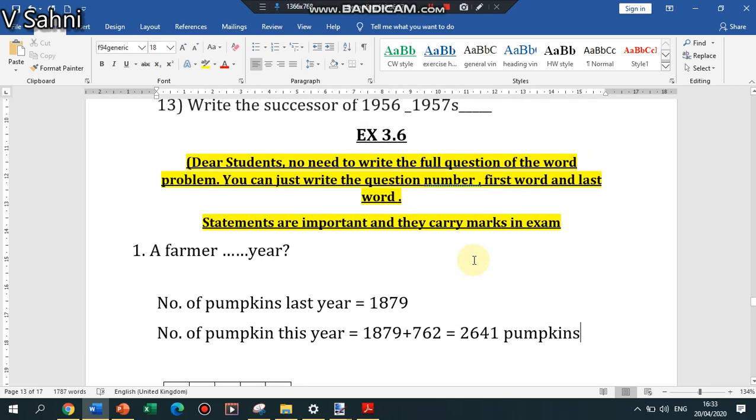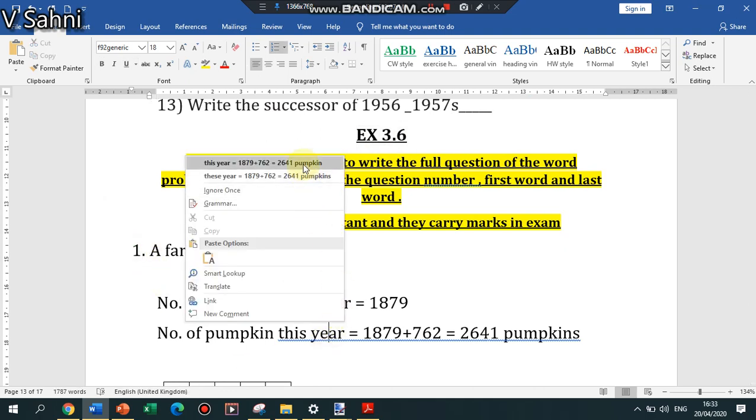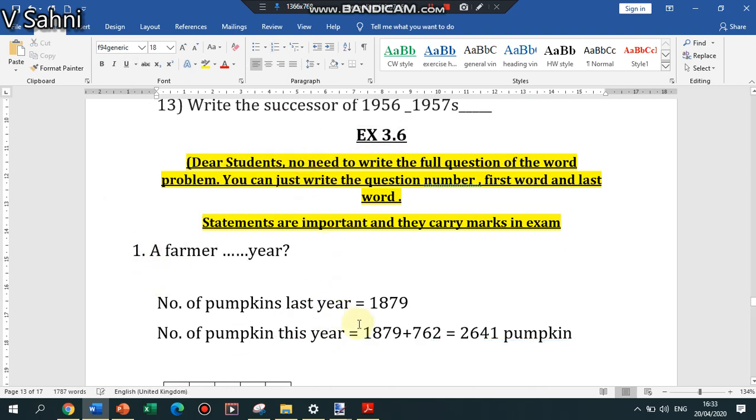What are the important things that I have told you now? First thing is, you are supposed to write the statement. Second is, when you write a question in the notebook, you don't need to write the entire thing. You can just write the first word and the last word. But remember, exercise number and question number should be correct. In your exam, it is important to write the statements.